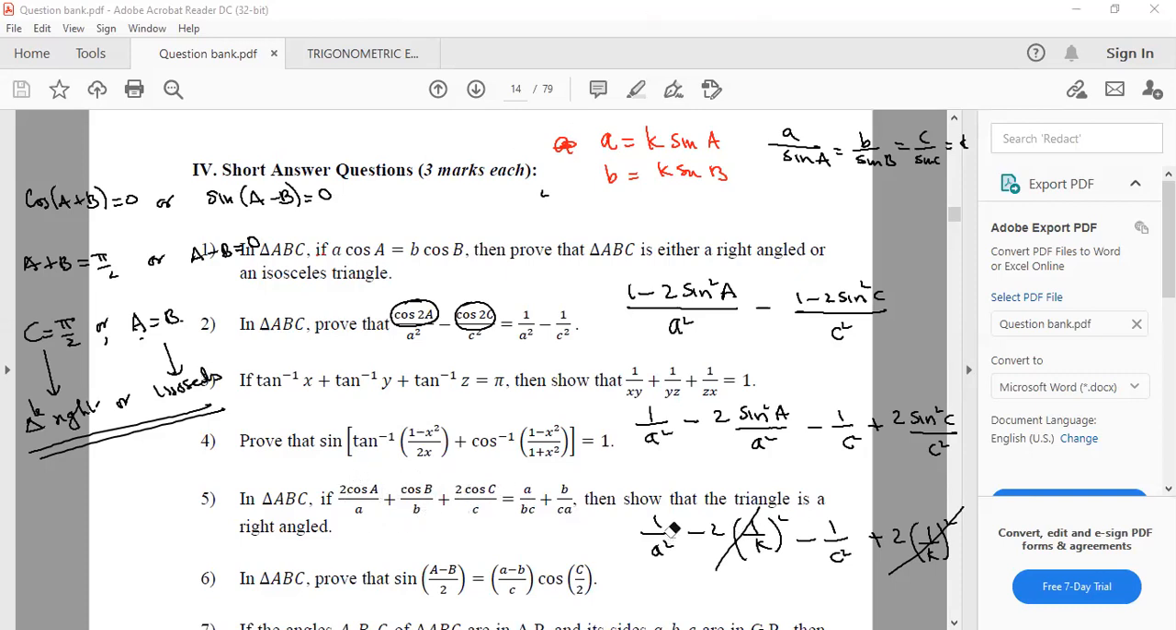कर सकते हैं अपने आप now. What should you end up in? Show that it's a right angle triangle. So if you are putting cosine rule, you should end up in B square plus C square, Pythagoras theorem. Okay, just put cosine rule. All of you try this problem.